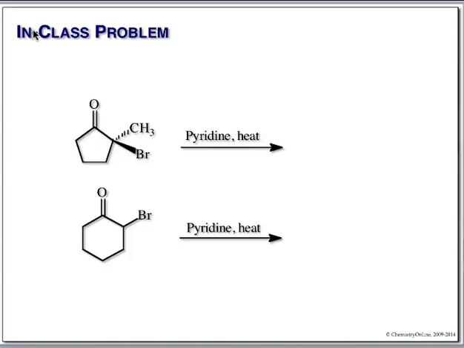Think about our Zaitsev rule. Remember, it comes back to haunt you. Most highly substituted. Most highly substituted. So if we do exocyclic, this is a terminal alkene. If we do endocyclic, this is much more highly substituted.